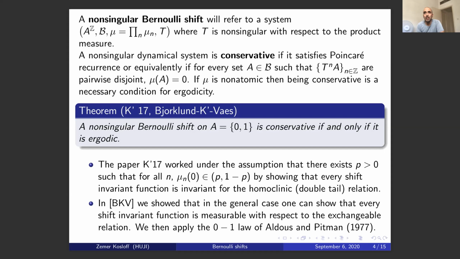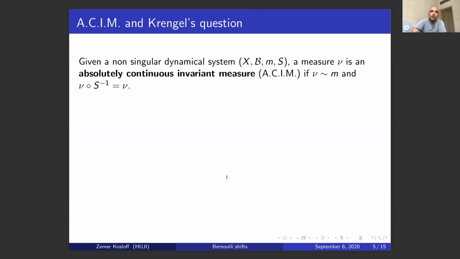And then one can ask further questions which are classical in non-singular ergodic theory. One of them is whether there is an absolutely continuous invariant measure, by which I mean a measure that is absolutely continuous with respect to our starting reference measure, and the shift pushes it forward to the same measure, so it's measure preserving. If it is finite, I can assume that it's one, and we call such a measure an absolutely continuous invariant probability, or ACIP.